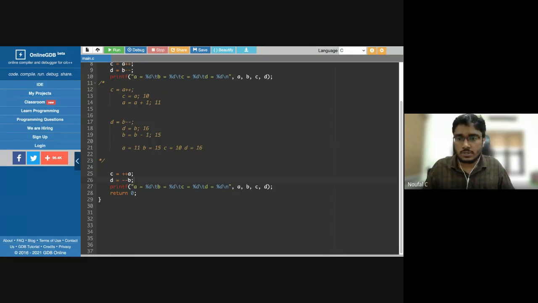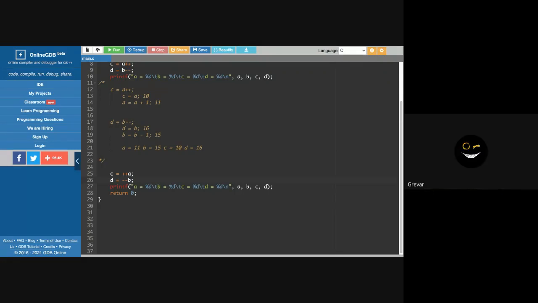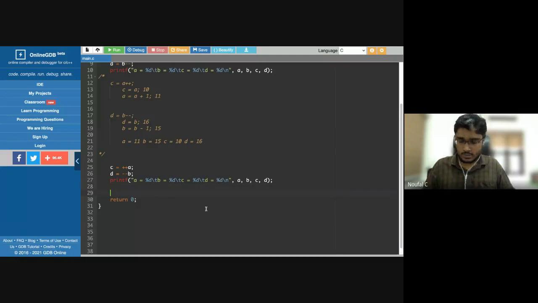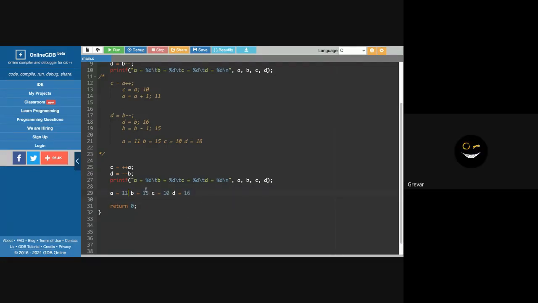Who's it? Yeah, Griever. Tell me what would be line number 27 printing. A is equal to 12. Let me just copy this one, we will verify that your understanding is correct. A is equal to how much? 12.